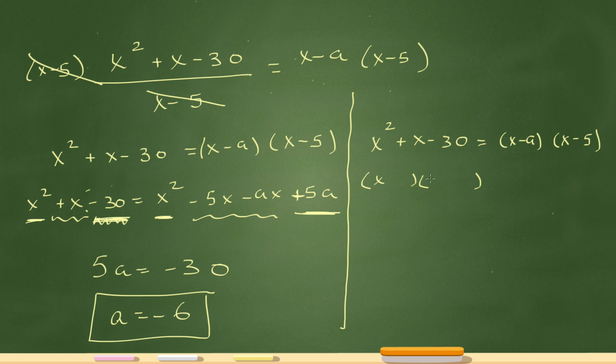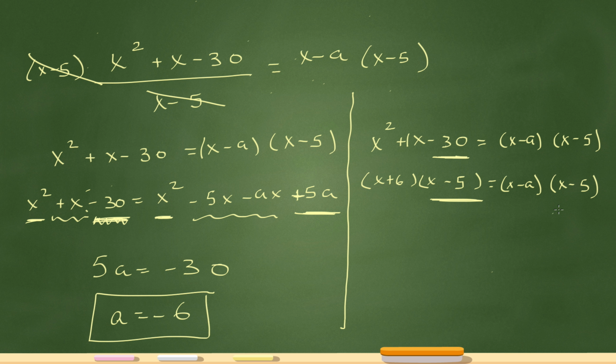Now, if I go to this side, remember, I can also try to factor this out. I need two numbers that are going to multiply out to x squared, so I got that. And now I need two numbers that'll give me negative 30 but add up to 1, and that's going to be plus 6 and minus 5. So that equals x minus a times x minus 5, right?